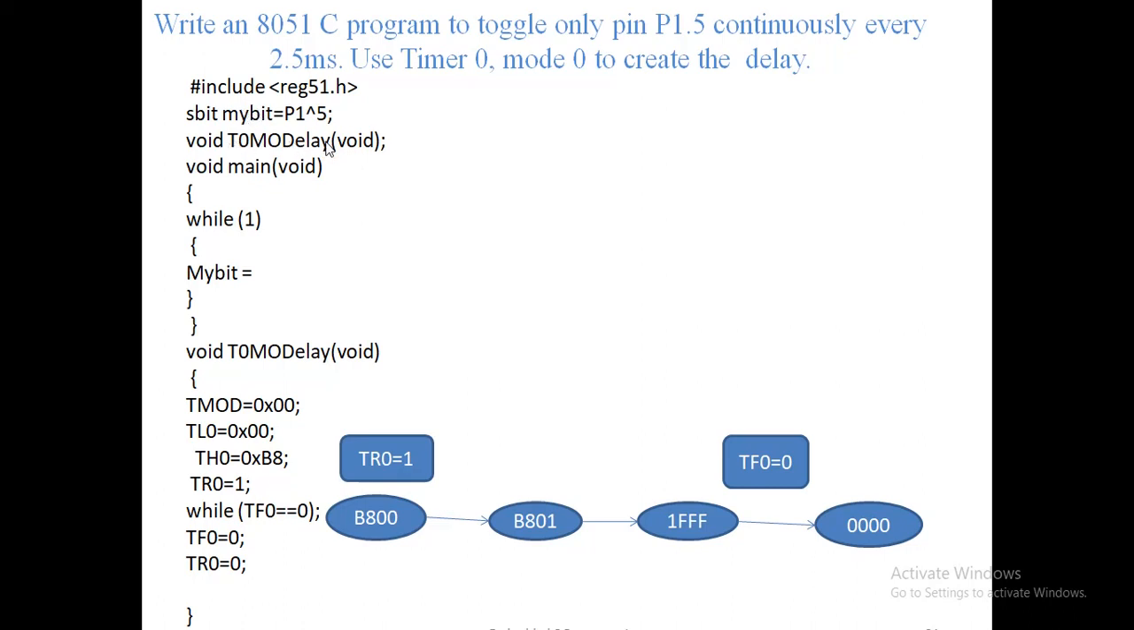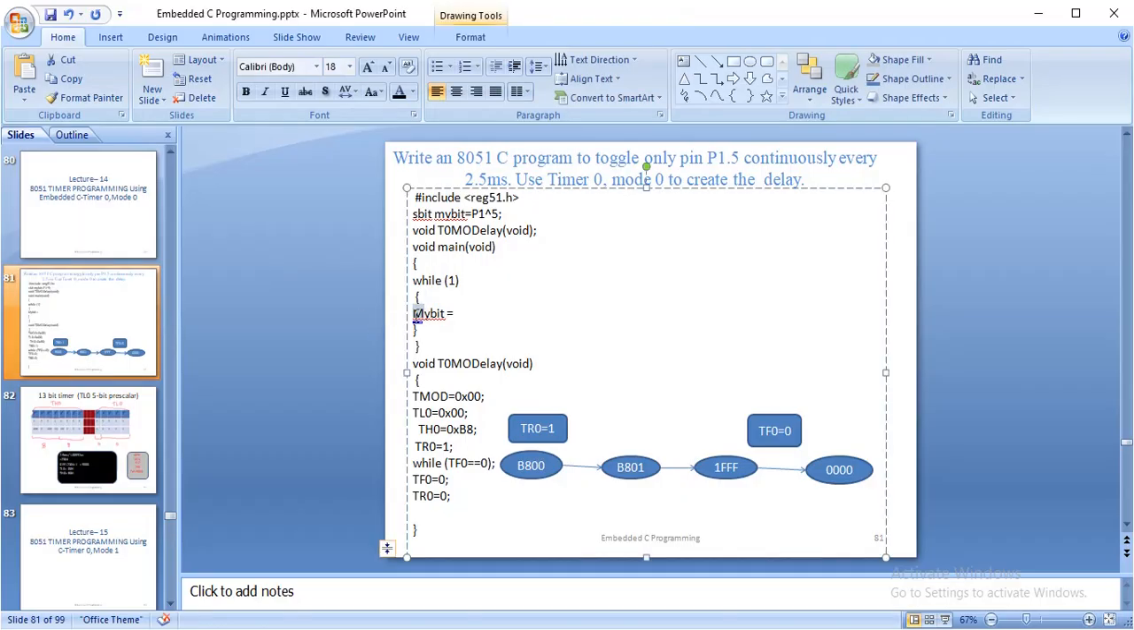And I define one user defined function, to call the delay function. Here I am writing the main program, that is the complement of my bit. Here you can keep the semicolon. Here I am using the void delay function. Here just write this, this is enough. Okay, close and open this. This is the program.